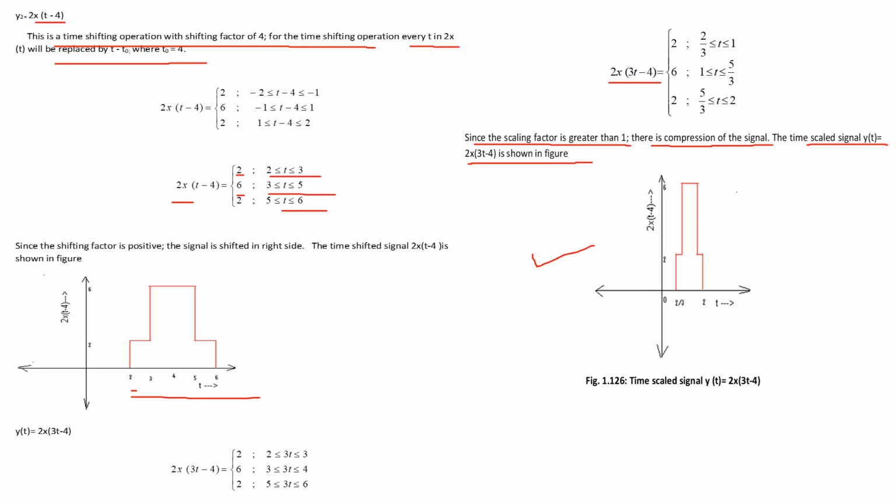What we are doing is dividing each time value by 3. So it starts from 2 by 3, then 5 by 3, and so on, just compressing the signal, but the amplitude remains the same. There is no change in the amplitude of the signal. These are the operations on signals. Thank you.